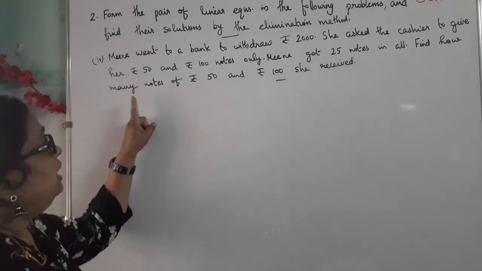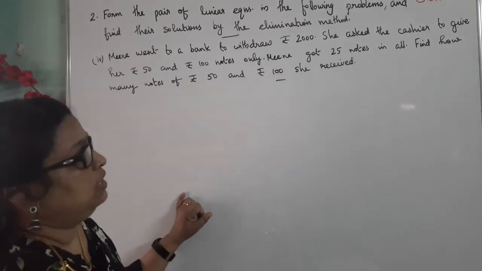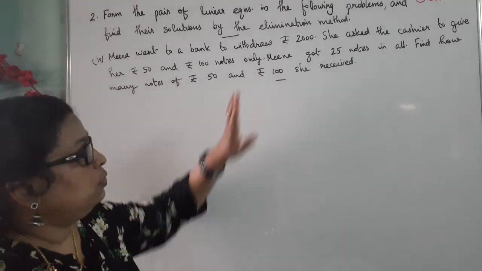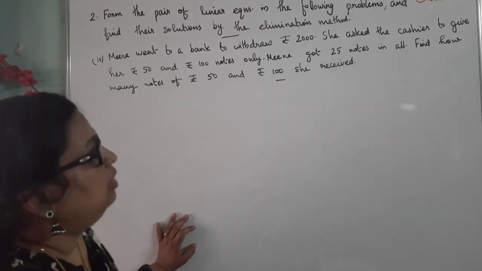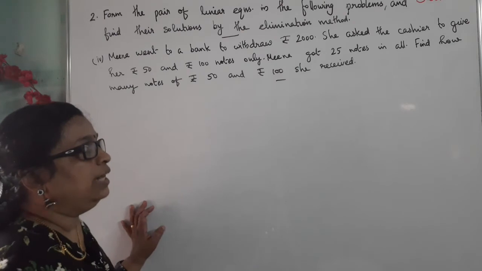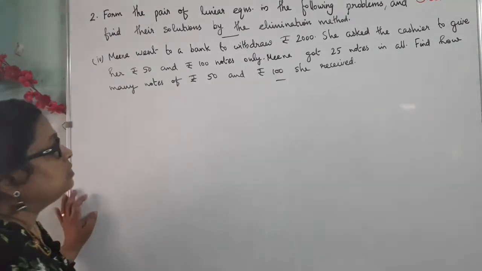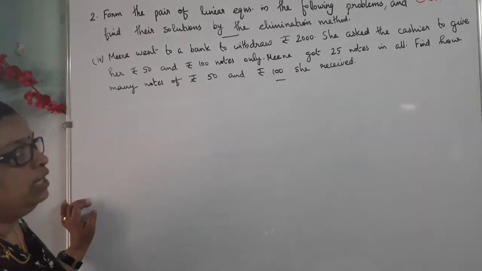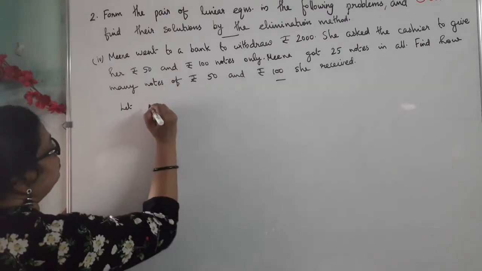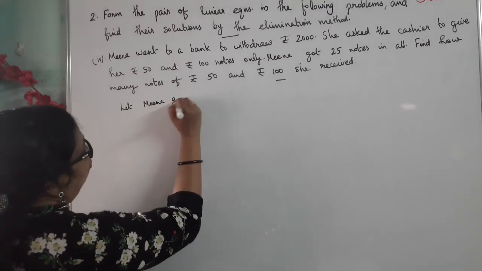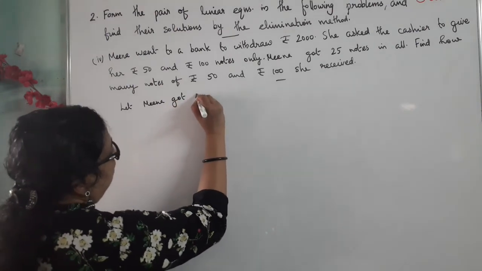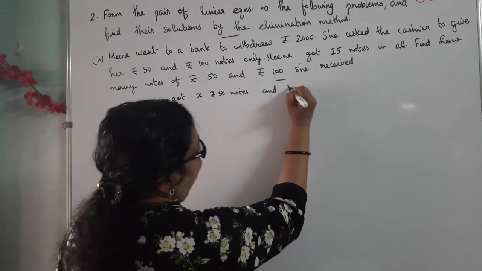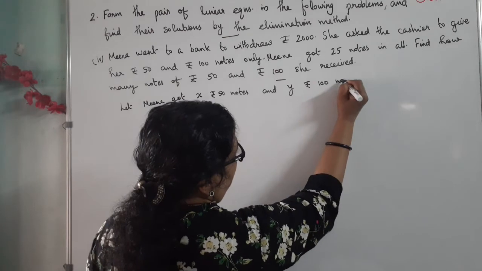Fourth question. Meena went to a bank to withdraw rupees 2000. She asked the cashier to give her rupees 50 and rupees 100 notes only. Meena got 25 notes in all. Find how many notes of rupees 50 and rupees 100 she received. So first we can suppose there will be x 50 notes and y 100 notes. So let Meena got x rupees 50 notes and y rupees 100 notes.